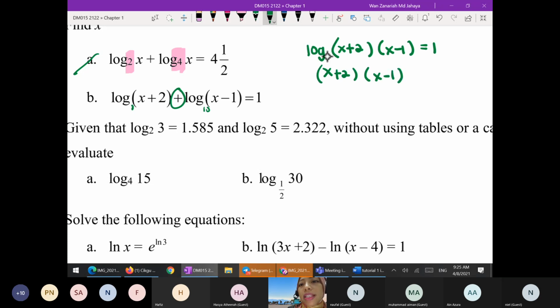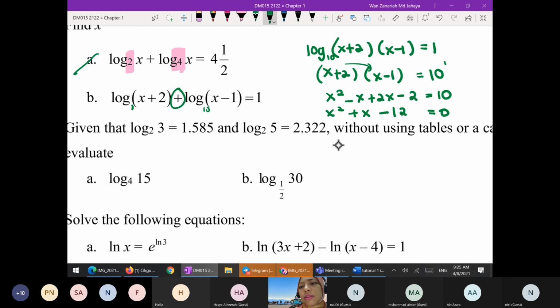We know that this is base 10. So tukar kepada indeks. Okay, log tukar kepada indeks, 10 to the power of 1, you dapat 10. So you expand macam biasa. x square minus x plus 2x minus 2 equals to 10. x square plus x minus 12 equals to 0.